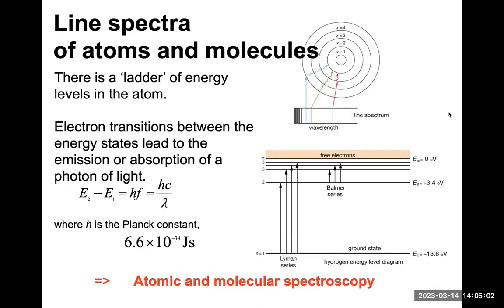But on the practical level, the discrete arrangement of electronic spectra, electronic energy levels in atoms and later on in molecules, allows us to basically use these energy level distances between them as some kind of a fingerprint, and this has been used in so-called atomic and molecular spectroscopy.